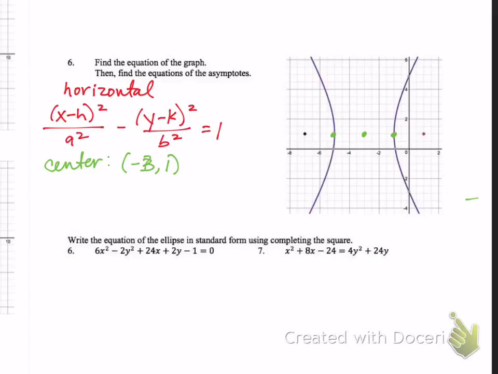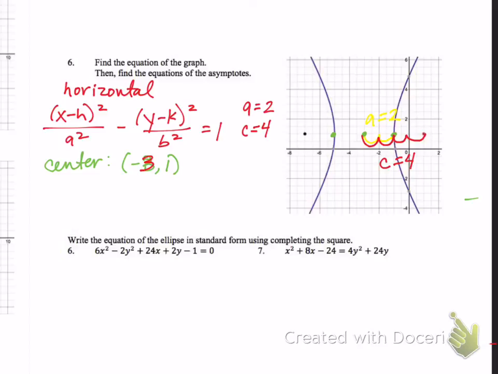Okay, so I'm just drawing in my vertices. Now I need to find the distance from center to my vertex, which is how many units? 2. So a equals 2. Then I'm going to find the distance from my center to one of my foci. So 1, 2, 3, 4. So c equals 4. So a equals 2, c equals 4, so b equals... Oh, this right here is -3, 1. I just didn't erase it.